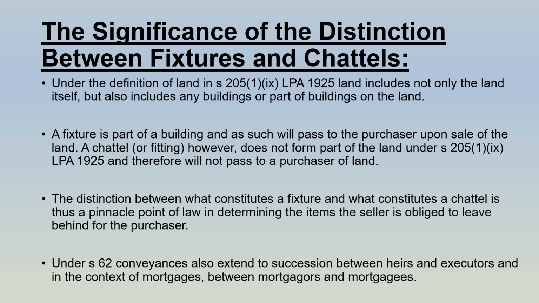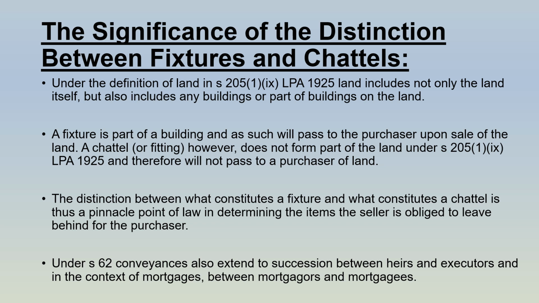The significance of the distinction between fixtures and chattels. Under the definition of land in Section 205 of the LPA, land includes not only the land itself, but also any buildings or parts of buildings on the land. A fixture is part of a building and as such will pass to the purchaser upon sale of the land.